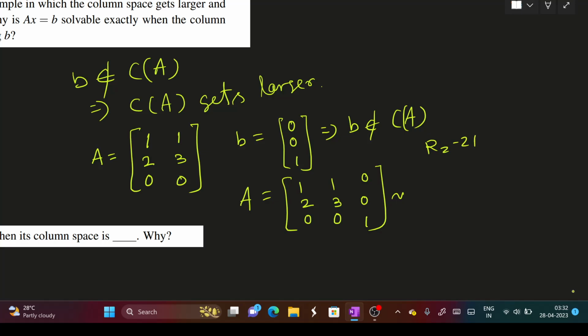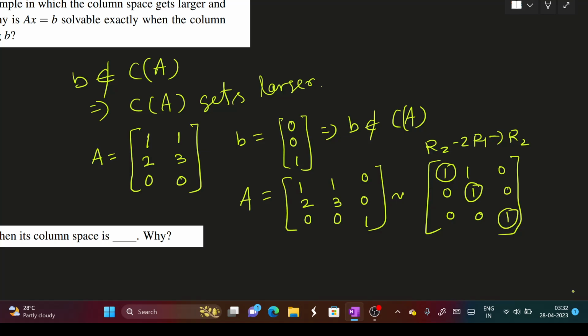R2 minus 2R1 stored in R2. How much are we getting? It is 1, 1, 0, 0, 1, 0, 0, 0, 1. So finally, I have a matrix with 3 pivots.